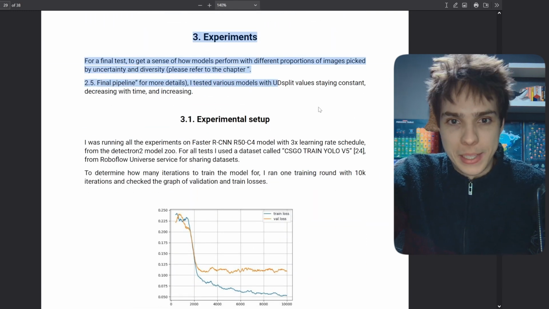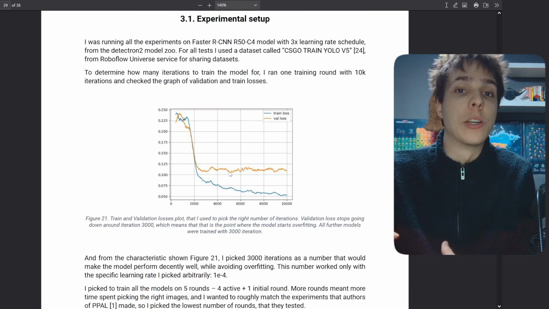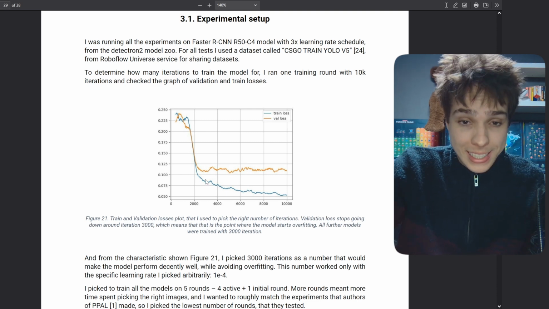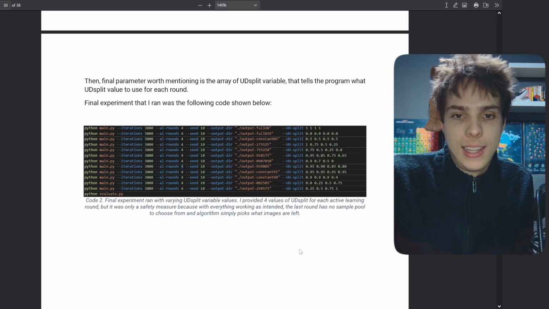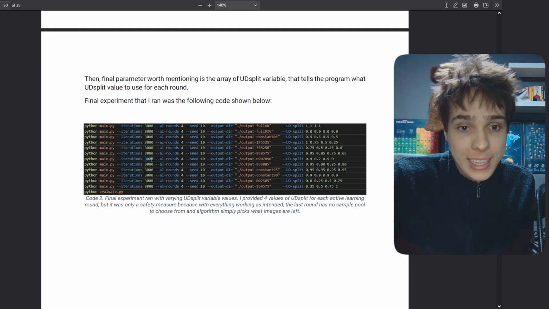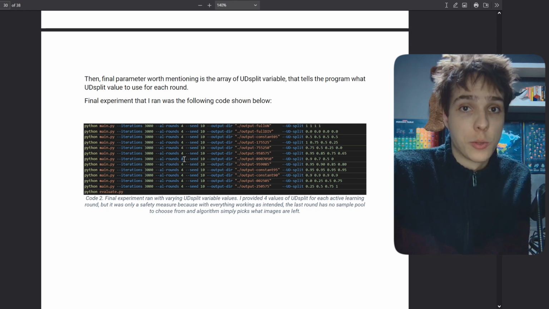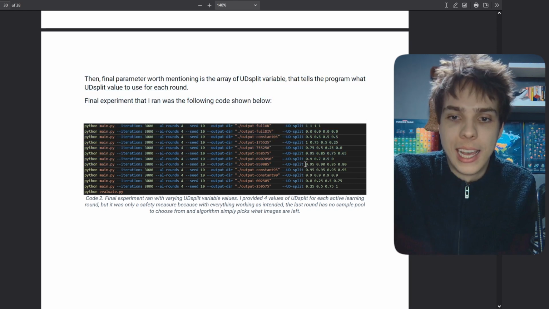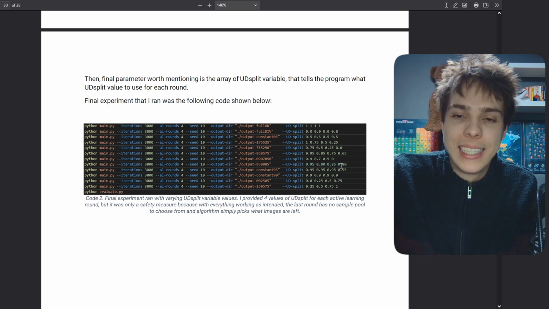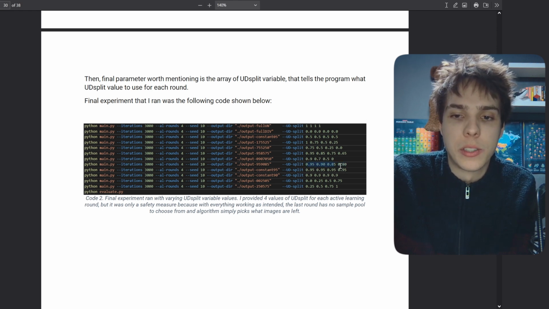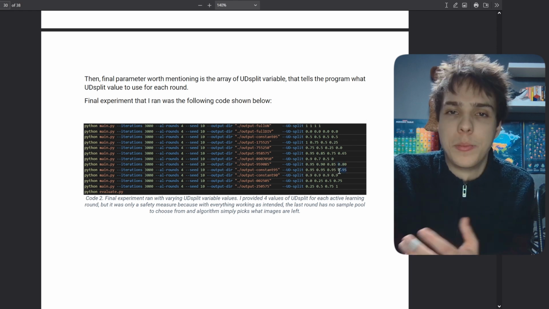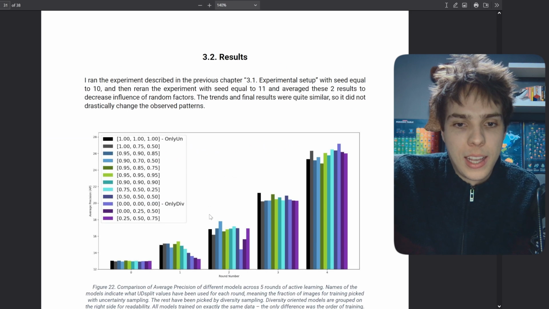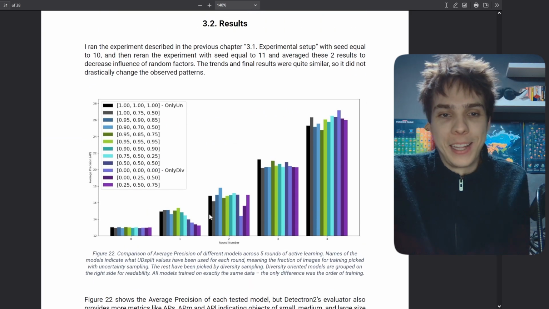And then we run the experiments. Here I was testing what is the optimal iteration count to train for. And I picked this spot as a decent place, 3000 iterations. And here I run the experiments. 3000 iterations, 4 rounds, plus 1 initial round, so 5 in total. Random seed, output, and the UD split values. Technically, the last one doesn't matter, you only need 3 because there are no images left later on. But I provided a 4th just to be safe. And yeah, then we get the results.